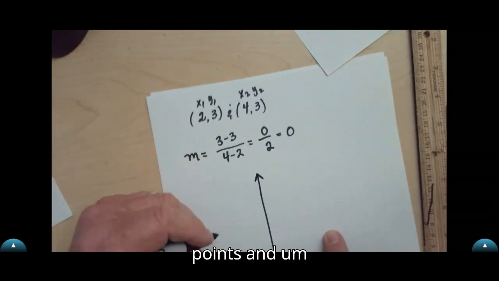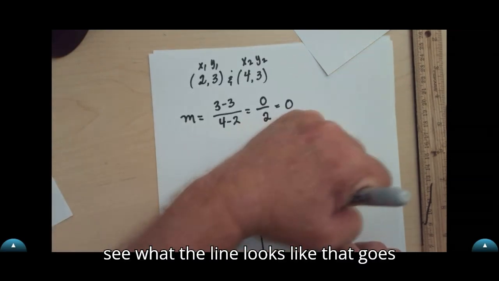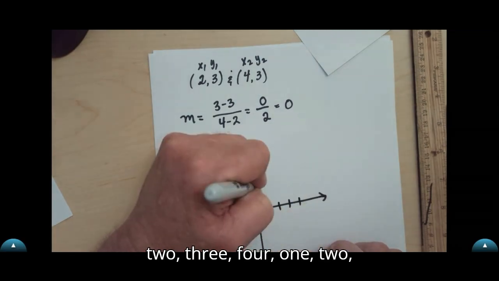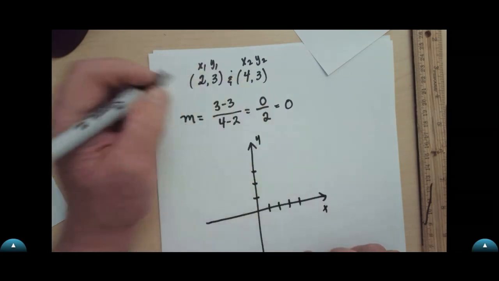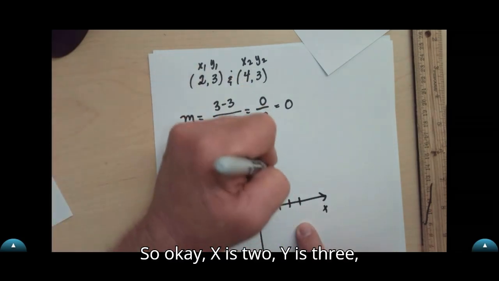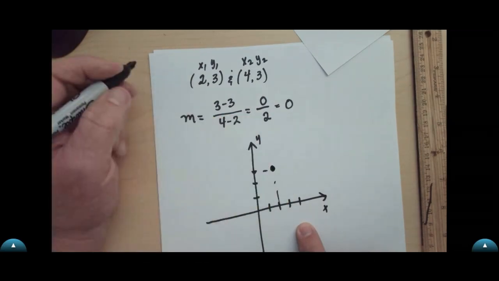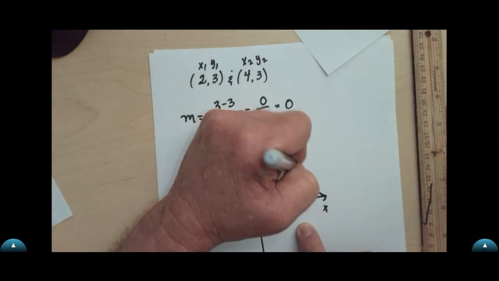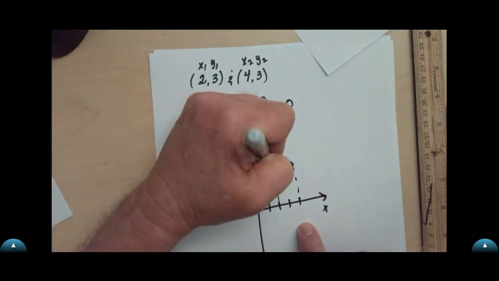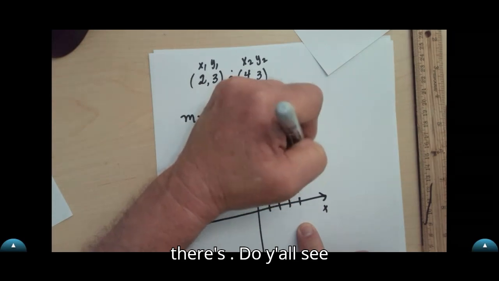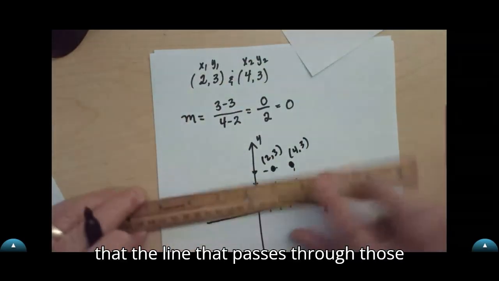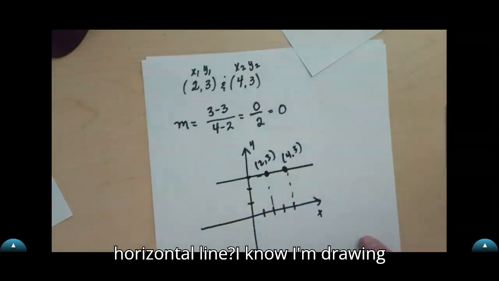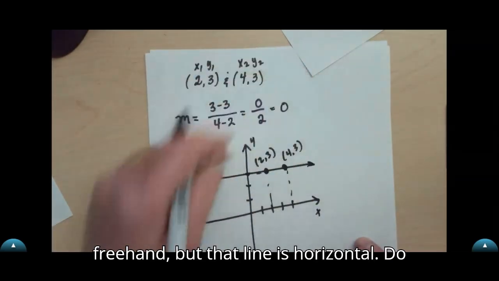Let's plot those 2 points and see what the line looks like that goes through those. So 1, 2, 3, 4, 1, 2, 3. So, okay, x is 2, y is 3. That would be right about here. x is 4, y is 3. That would be right about here. So there's 2, 3. There's 4, 3. Do y'all see that the line that passes through those points is going to be a horizontal line? I know I'm drawing freehand, but that line is horizontal.